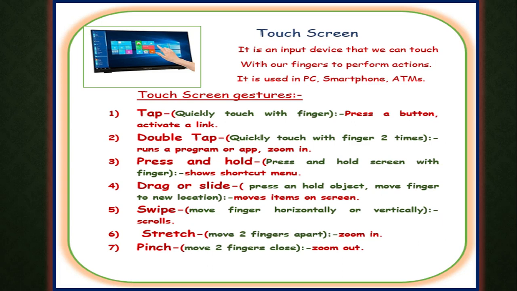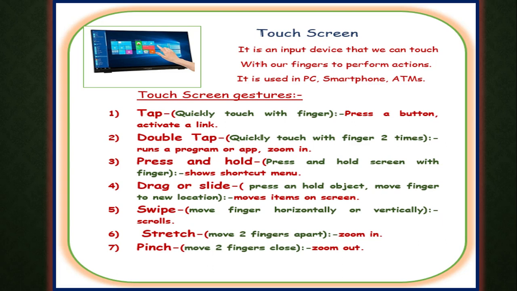Next is press and hold. Press and hold the screen with a finger. We will place a finger on the screen and hold it for just 2 or 3 seconds. It will show a list of options, or it will show a shortcut menu. Fourth is drag or slide. With this we press and hold an object and move the finger to a new location. So it will move the various items on the screen.